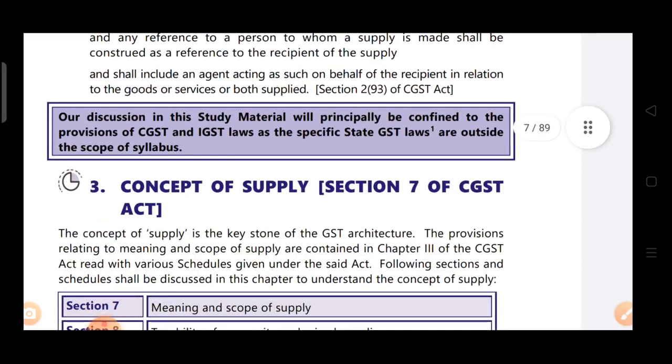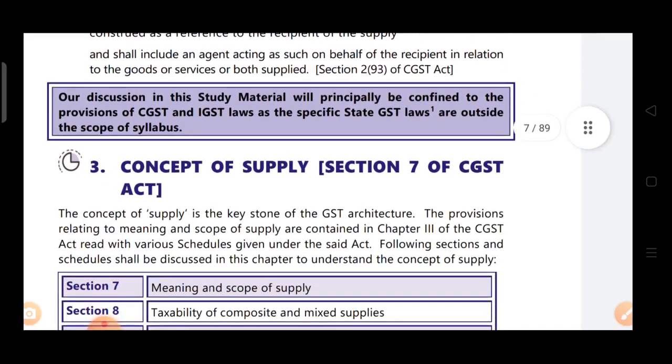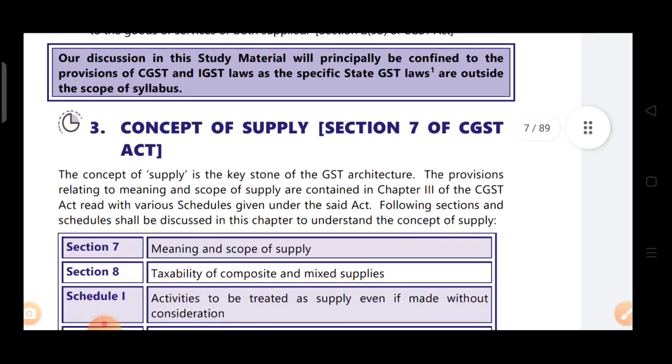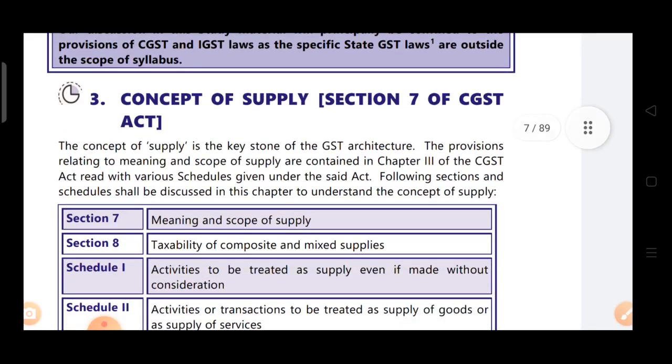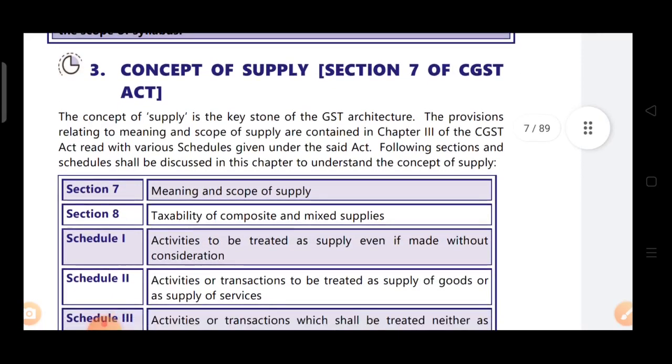Now, our discussion in the study material will principally be confined to the provisions of the CGST and IGST laws, as the specific state GST laws are outside the scope of the syllabus. Fine. Now, the concept of supply, Section 7 of the CGST Act.